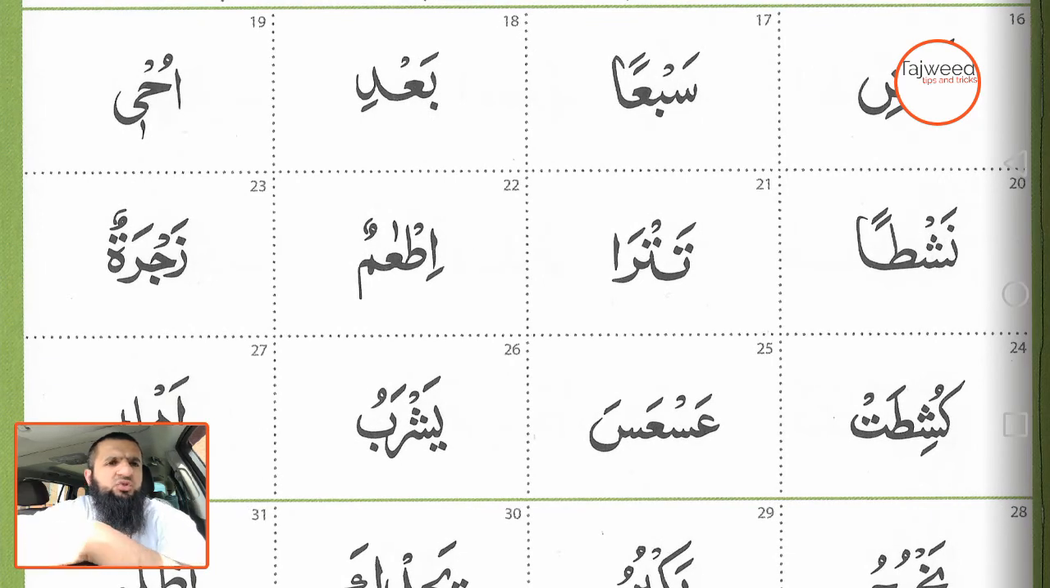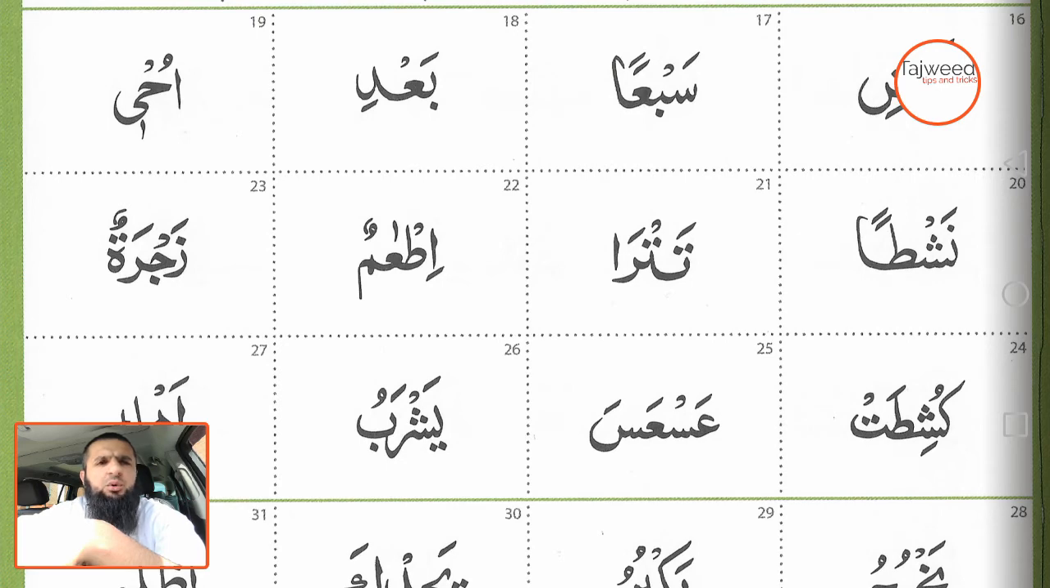Then we're on box 20. Noon joins the sheen with the fatha, nash, ta, fathatain, ton, nash, ton. 21. Tat, ra, ta is not a qalqala letter, so you don't want to bounce that. Tat, ra. It's tempting to bounce it, so just beware of that.